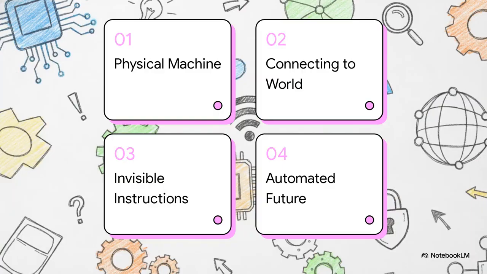To make sense of all this, we're using a layer cake approach today. We'll start with Layer 1, the physical machine. Then Layer 2, connecting to the world. Layer 3 covers the invisible instructions. And finally, Layer 4 will look at the automated future.